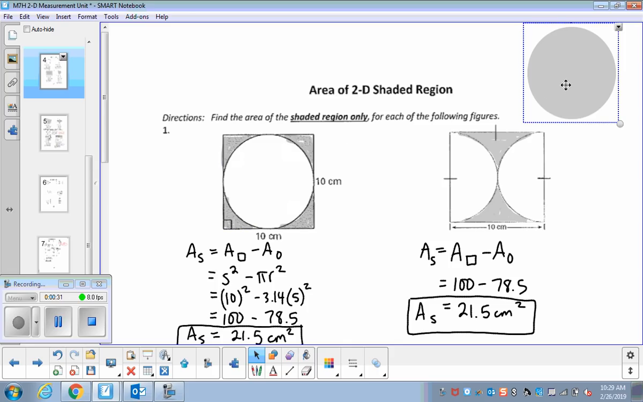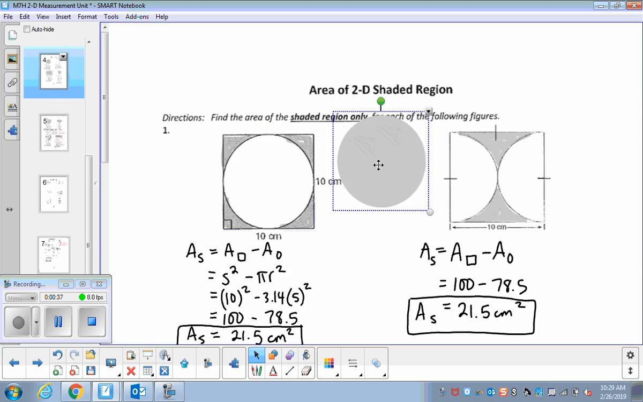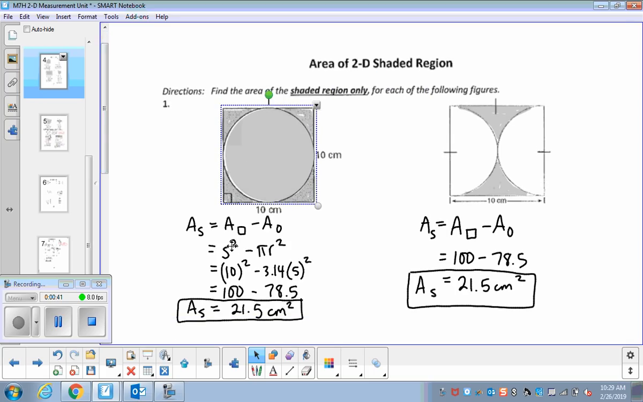So what we're going to do is take the area of this big square right here, and remove the area of this circle. All right? So down here in the work, you've got the area for the square is side squared, so that's just the 10 by 10, which is 100. And we're now going to remove the area of this circle, pi r squared.